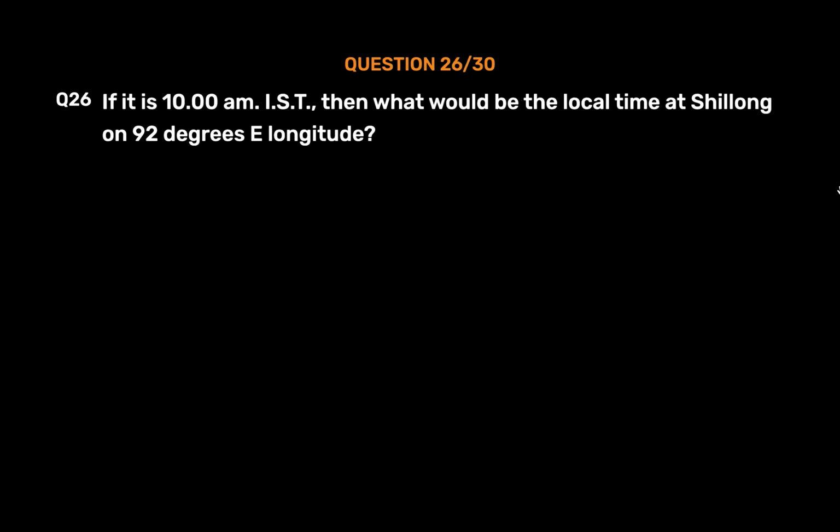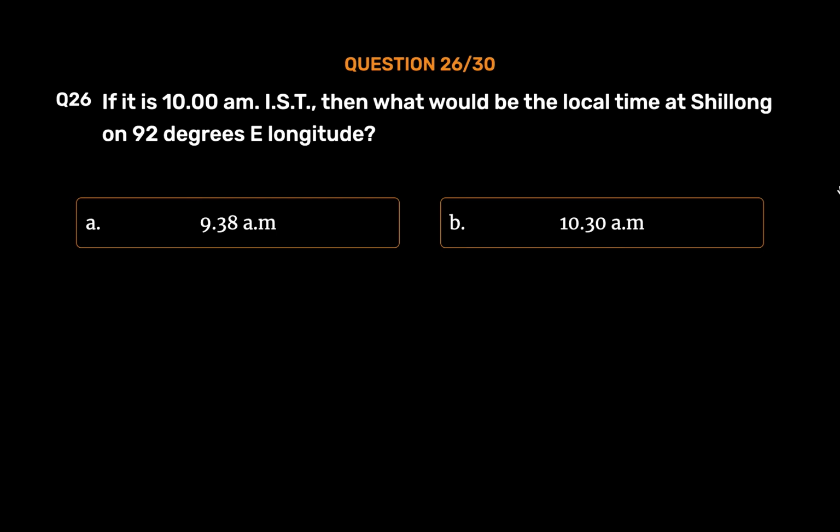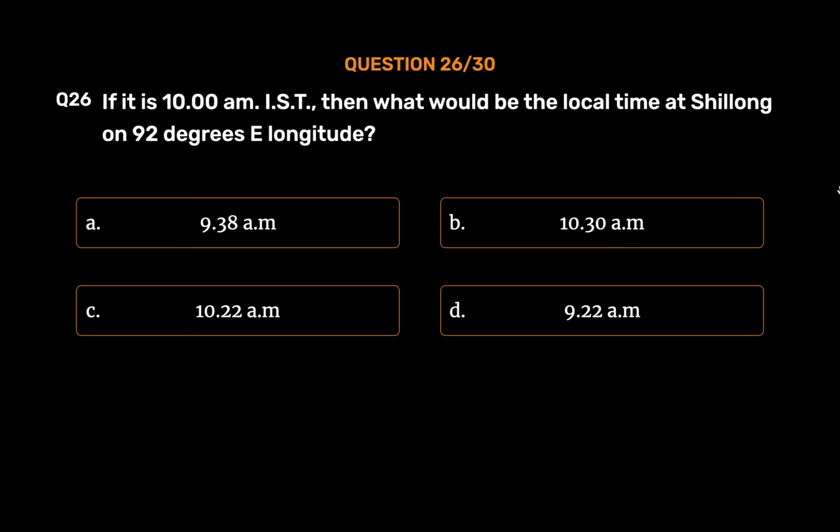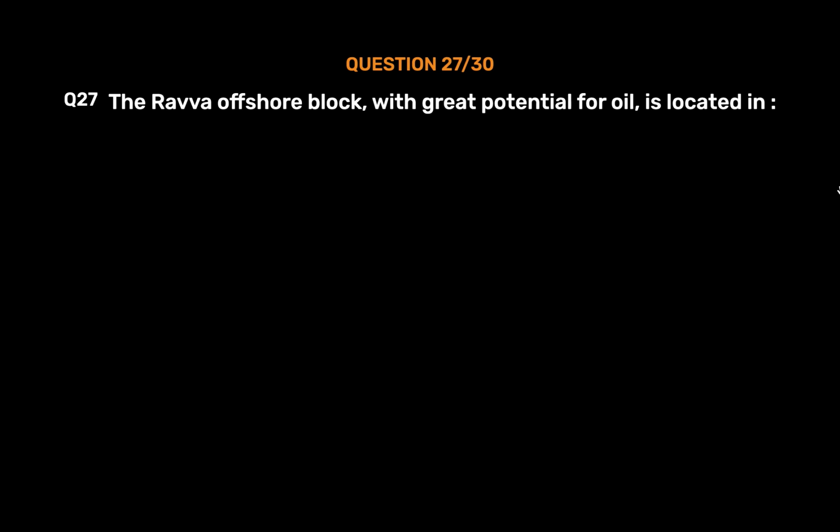Question number 26. If it is 10 a.m. IST, then what would be the local time at Shillong on 92 degrees E longitude? Option A. 9:38 a.m. Option B. 10:30 a.m. Option C. 10:22 a.m. Option D. 9:22 a.m. The correct answer is option B. 10:30 a.m.